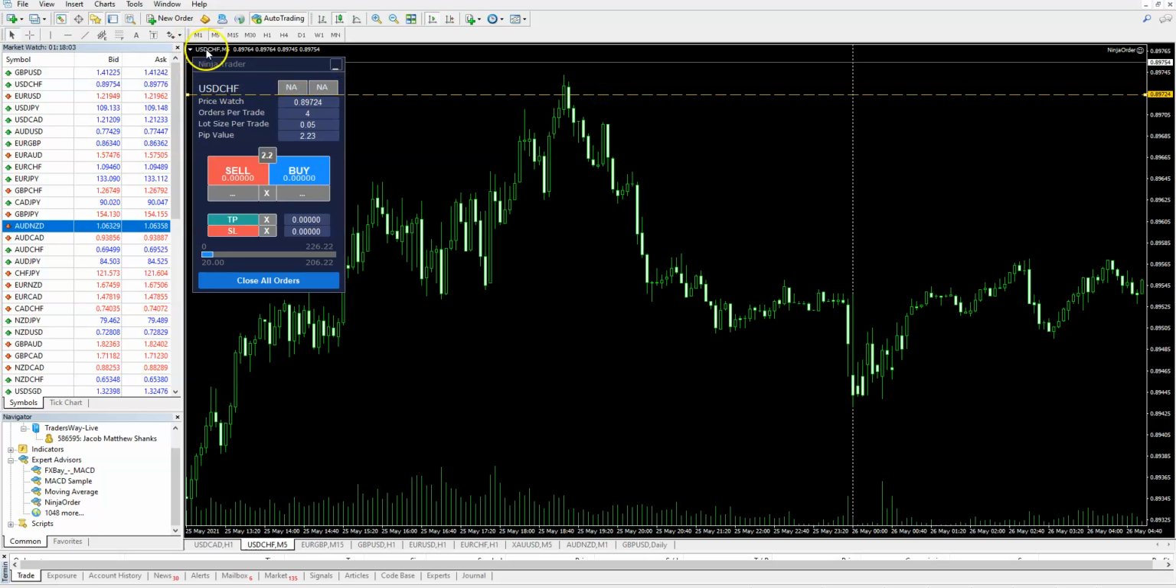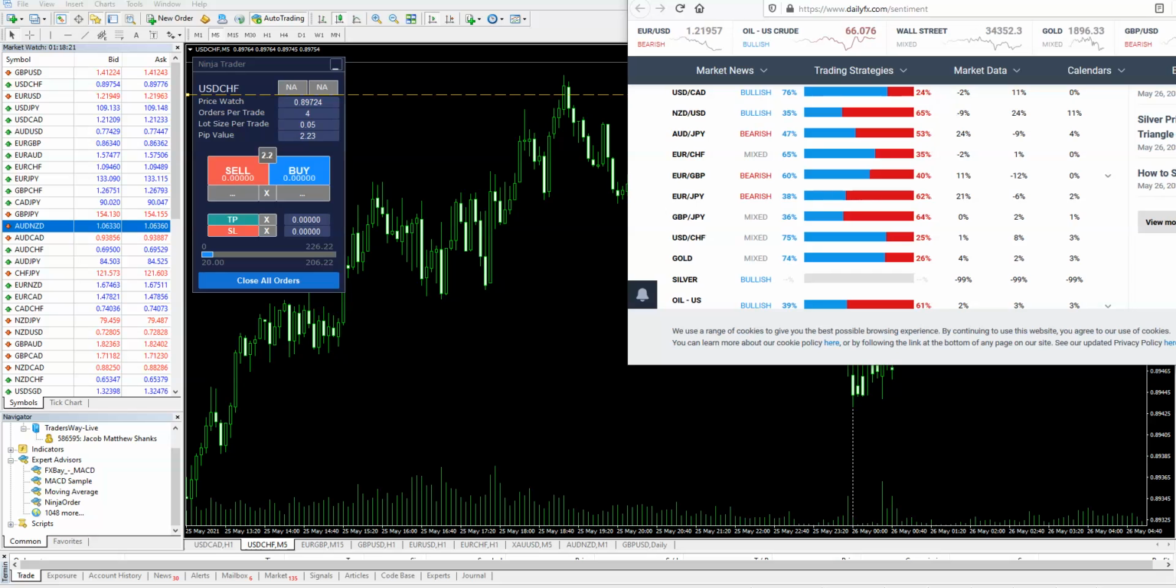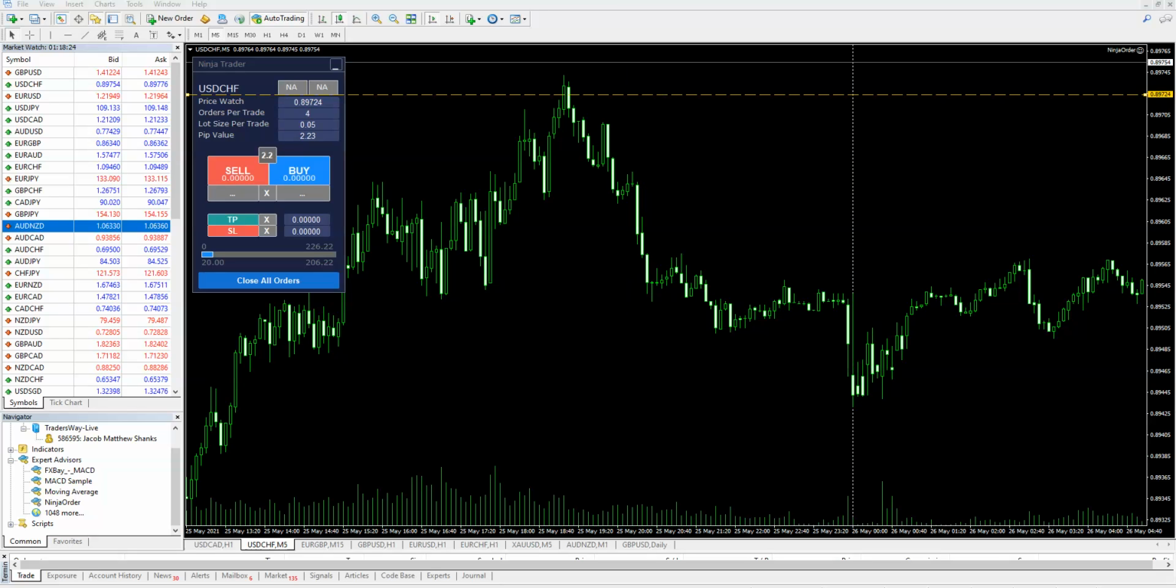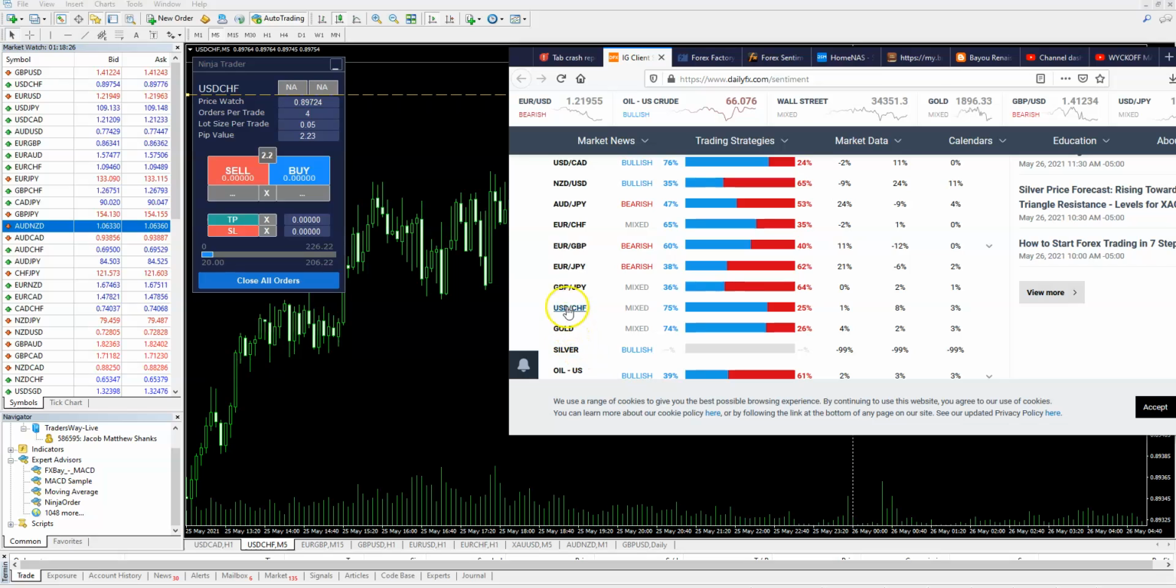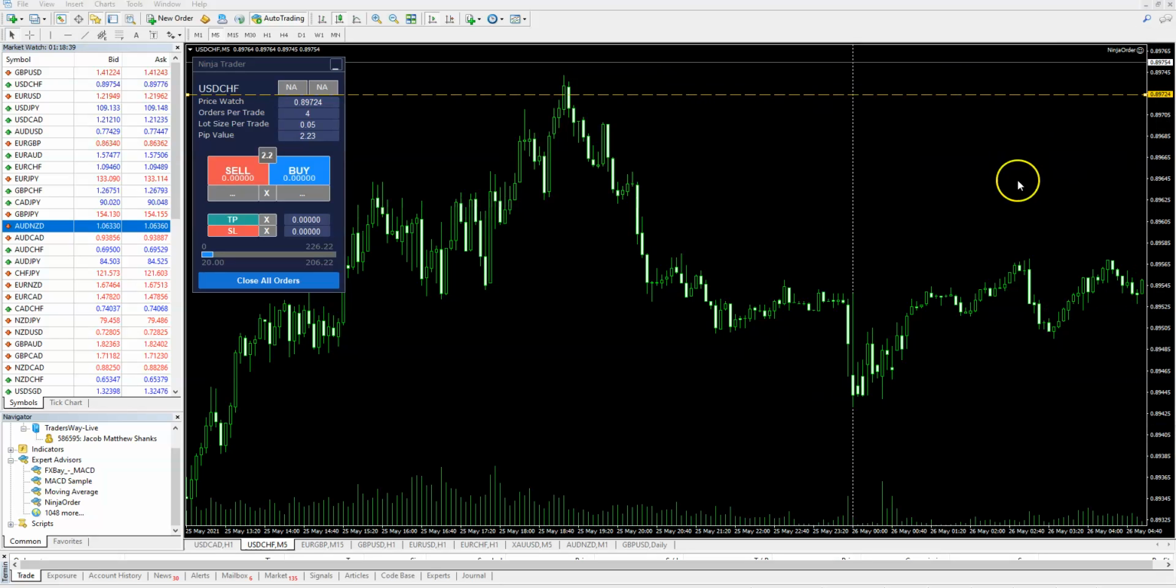Because here's what we do know. USD CHF, according to the sentiment, is short. Okay? Why? Because all the retailers are going where? They're going long, right? USD CHF. Here, let me see if I can show it to you. Right there. Look, everybody's going long, so that means they are going to go short. Why? Because that's how they get their stop losses, their liquidity.